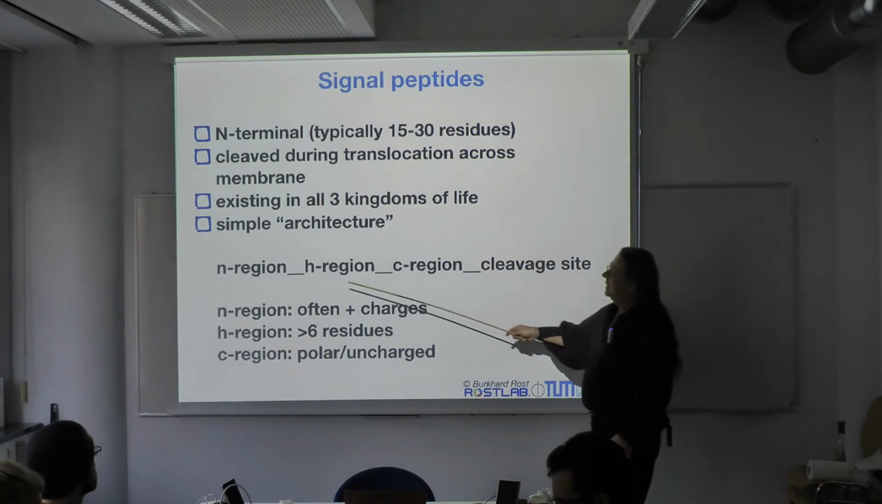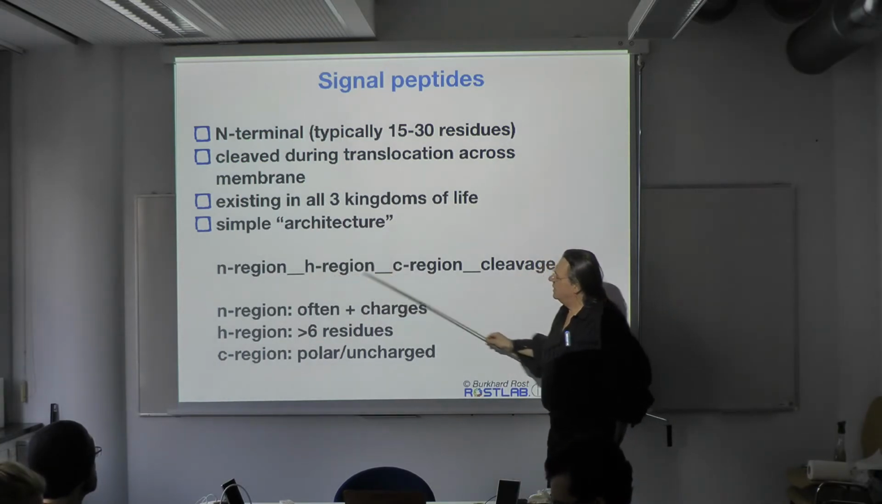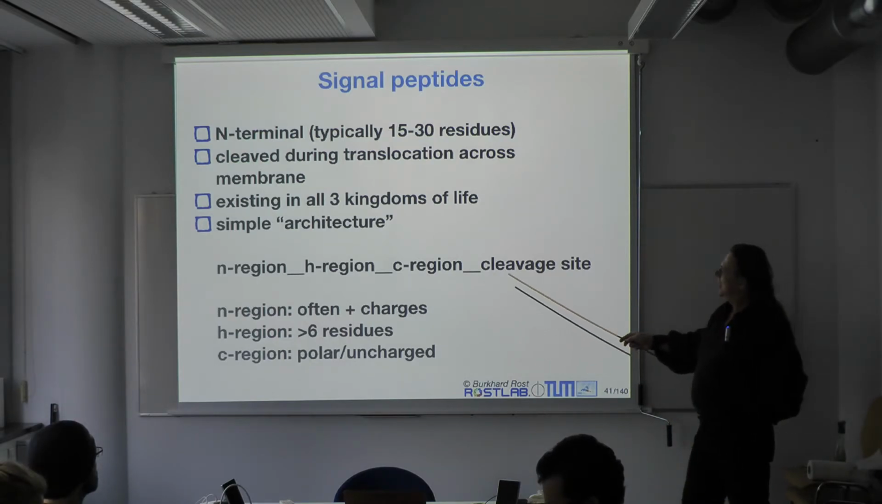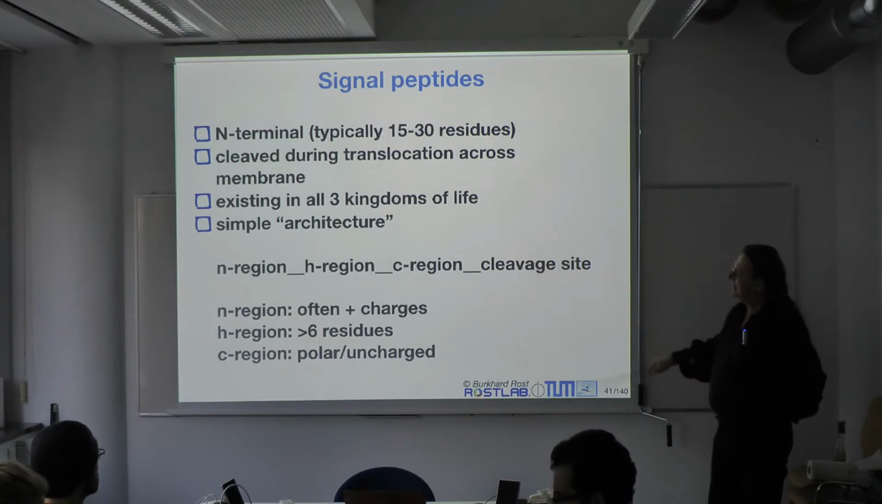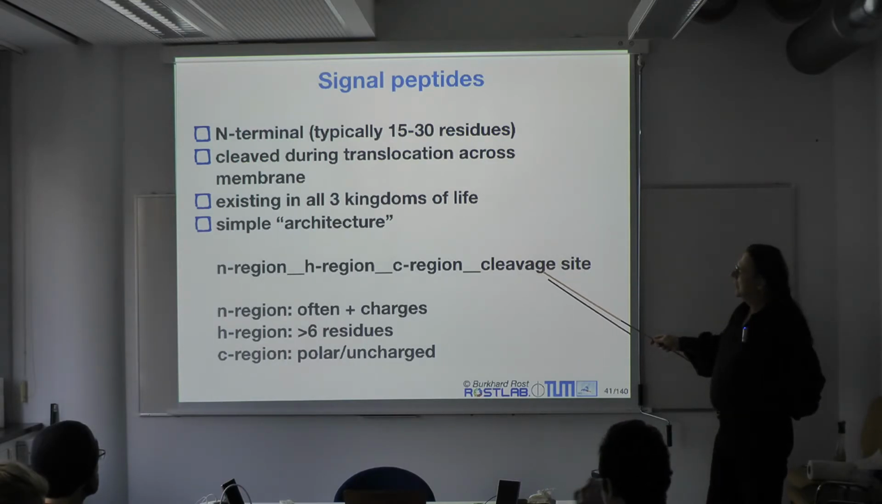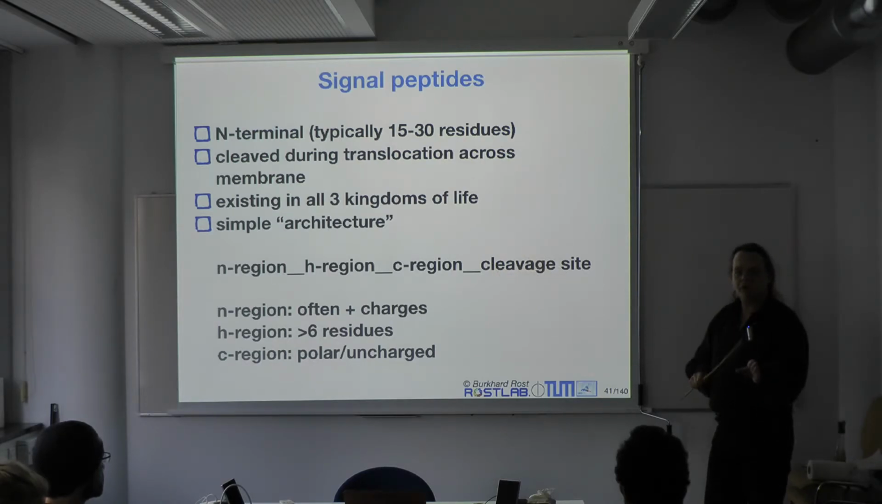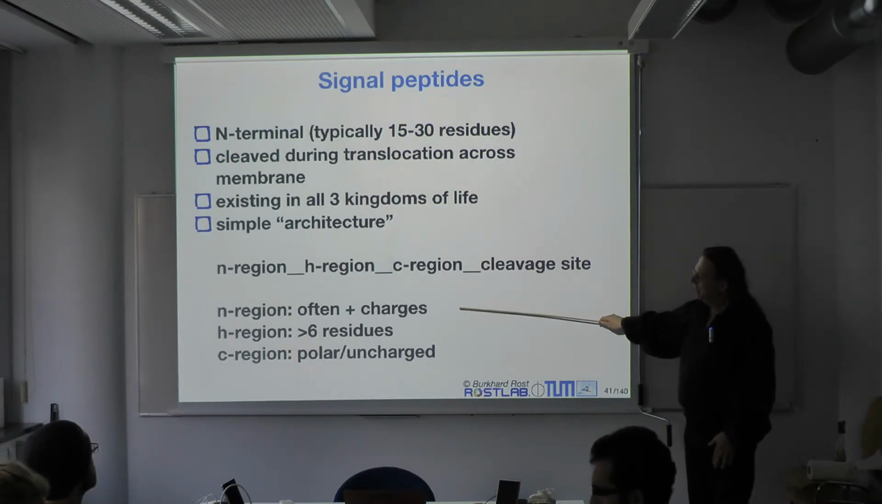So there's this N-terminal region, the beginning of the protein. There's a region that he called H because it's very hydrophobic. There's a C region that has some charges, some polar, uncharged, but it's polar. And then there's the cleavage site, so the point where the enzyme recognizes here cut. Okay? And this is a little bit more detail.